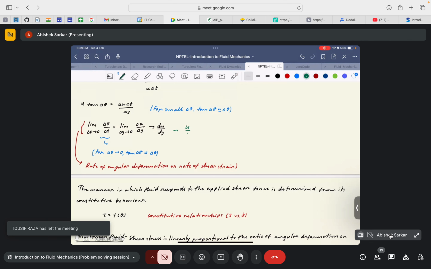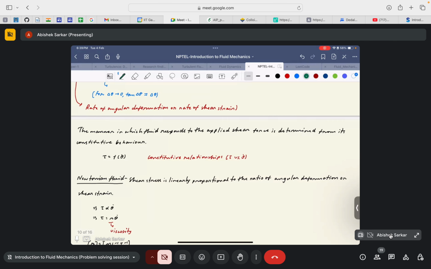Okay, that's what I'm just trying to imply. Now we need to find the expression for the shear stress, like how the shear stresses vary with respect to the applied shear strain. For example, in solid mechanics you might have seen the stress versus strain curve, which gives us Hooke's law: up to the elastic limit, the shear stress varies linearly with the shear strain.